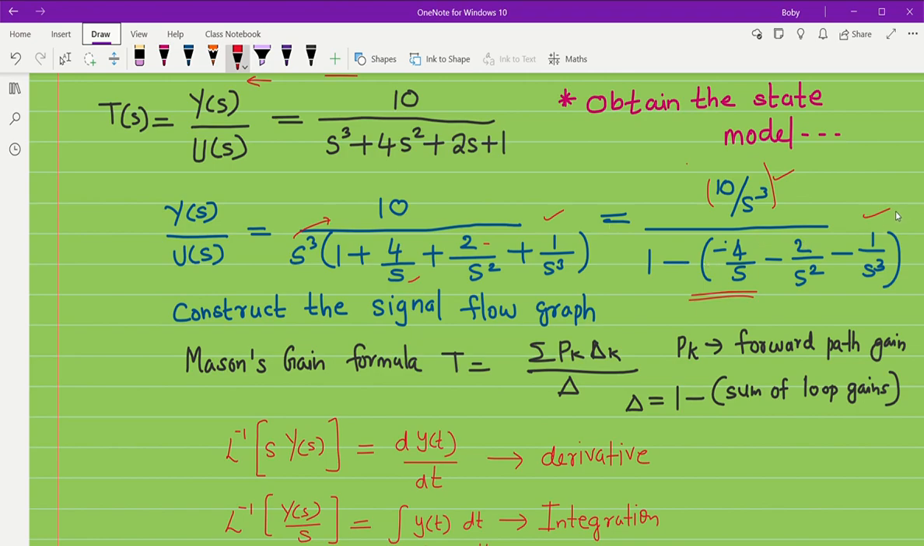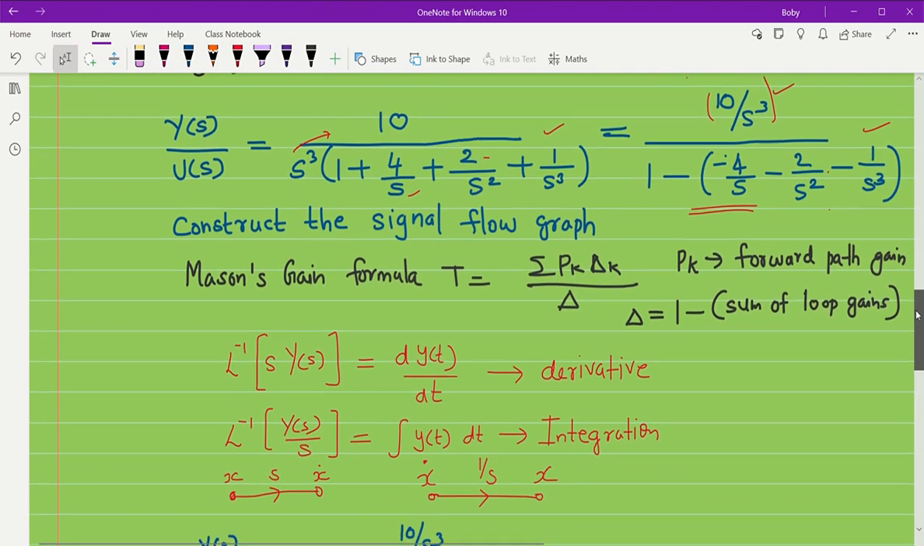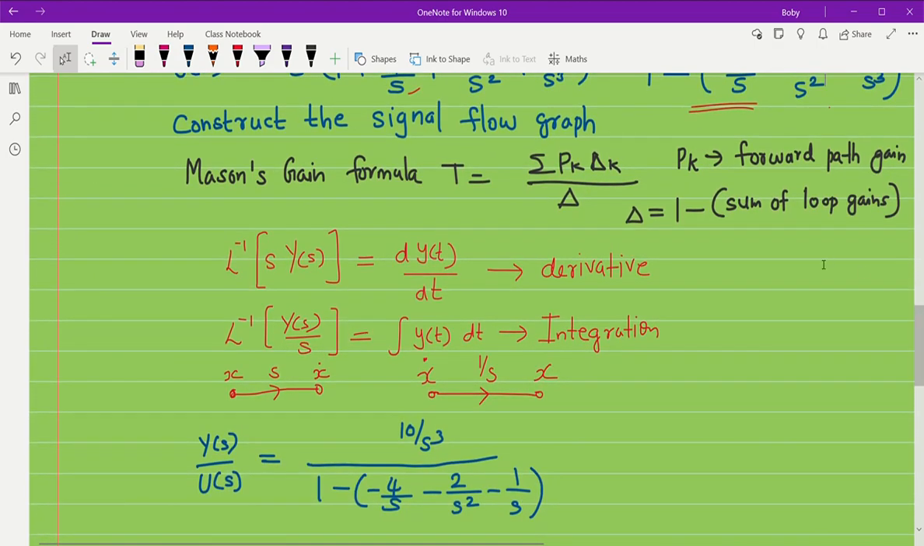Now let us take a review of the signal flow graph. Okay, so how to obtain the signal flow graph? In the case of signal flow graph, we are using Mason's gain formula. Let us use Mason's gain formula in order to find the signal flow graph. So what is Mason's gain formula? Transfer function T is equal to summation pk delta k divided by delta. That is Mason's gain formula.